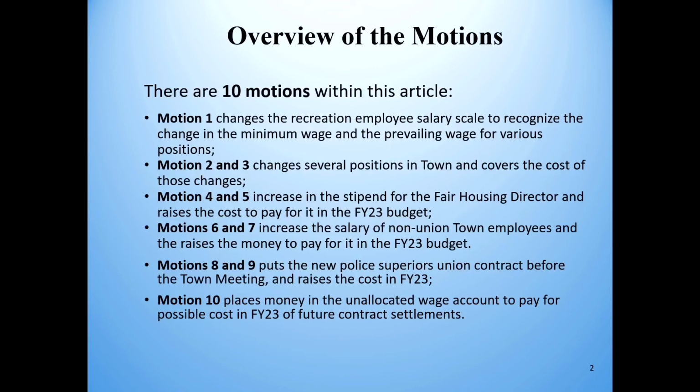6 is a cost of living increase for the non-union salary members of the town, and 7 covers the cost of that. 8 is the only contract that we are going to vote on in this session, and 9 covers the cost of that, and 10 will be an appropriation to the unallocated wage account to deal with contracts that are not yet settled.